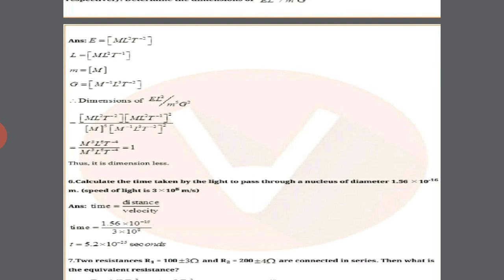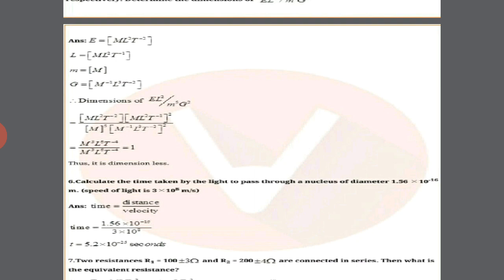Let's move to the next question. Calculate the time taken by light to pass through a nucleus of diameter 1.56 × 10⁻¹⁶ meter. The speed of light, we all know, is 3 × 10⁸ meter per second. Now time is equal to distance upon velocity. We know velocity is distance upon time, so we need to find the time only over here. Let's put all the values. Then the time is 5.2 × 10⁻²⁵ seconds.